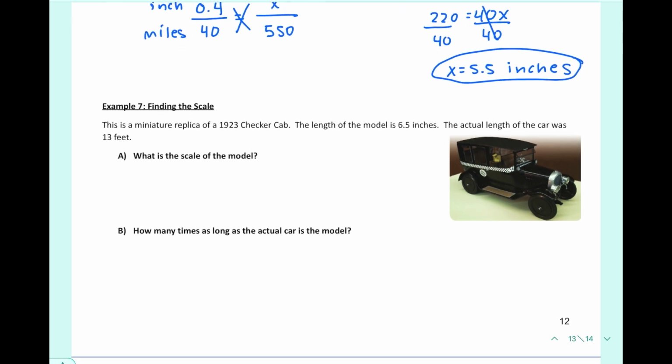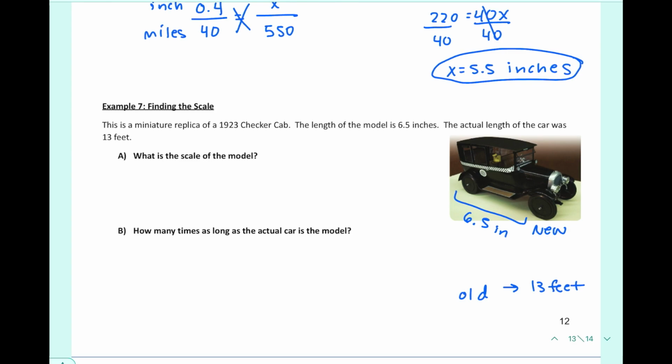Okay, last but not least, it says, this is a miniature replica of a 1923 Checker cab. The length of the model is 6.5 inches. The actual length of the car was 13 feet. Okay, so again, this is the model, so this is going to be the new one, and this model is 6.5 inches long. The original car, or the old, was 13 feet. Okay, so that's what we're starting with.